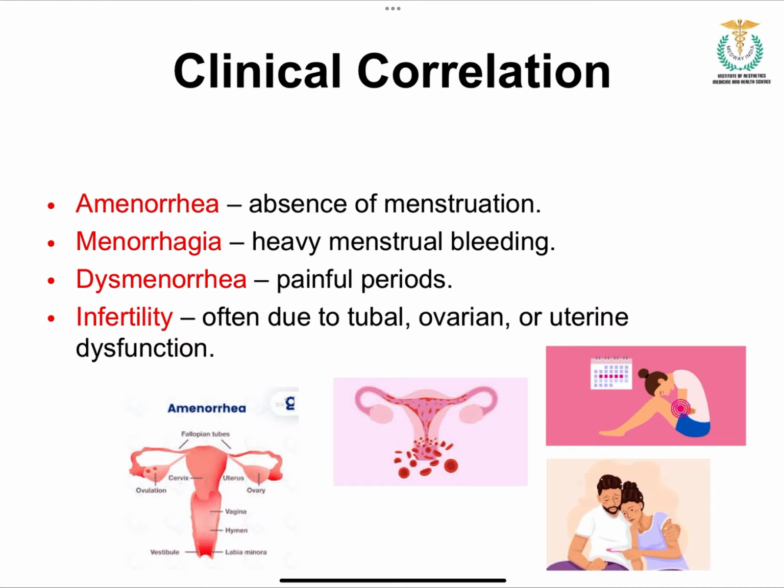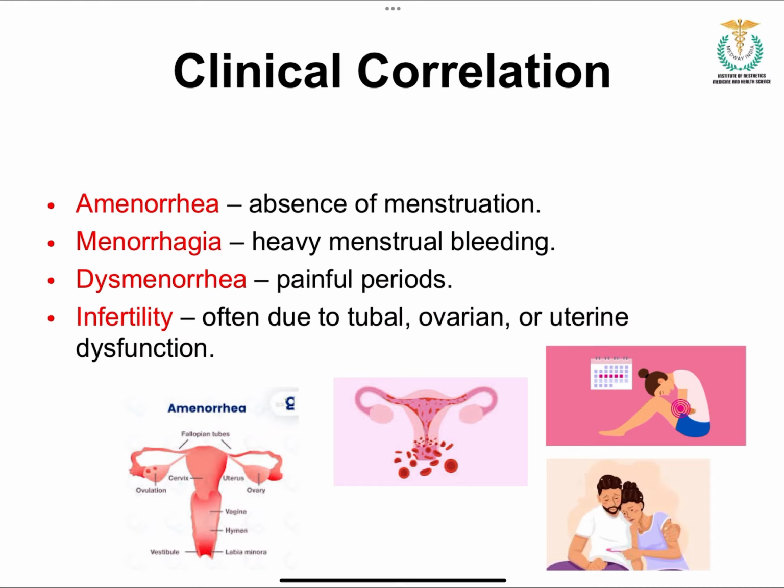Menorrhagia. Menorrhagia is heavy menstrual bleeding. Dysmenorrhea. Dysmenorrhea is painful periods. And infertility is often due to tubal, ovarian, uterine dysfunctions. These things are the most common OPD presentations in gynecology. So each can be traced back to structural or functional problems in genital anatomy or physiology.